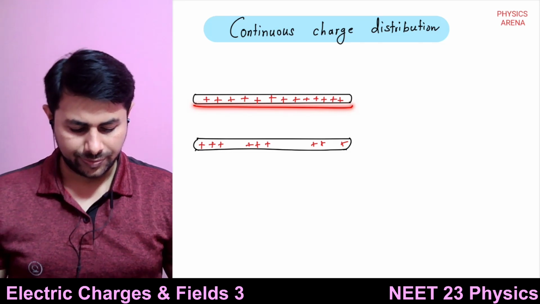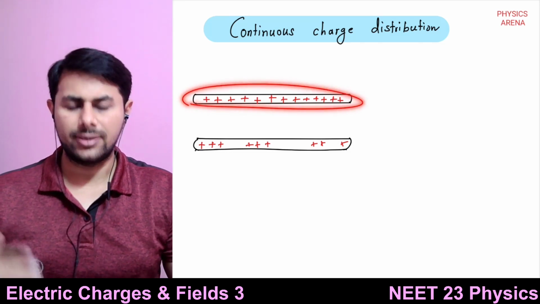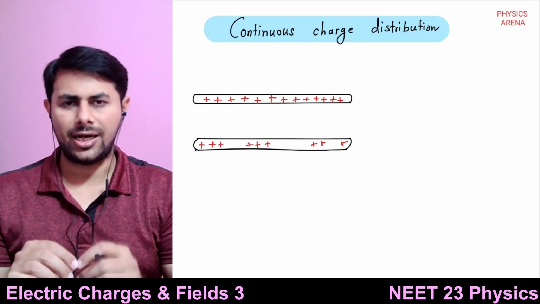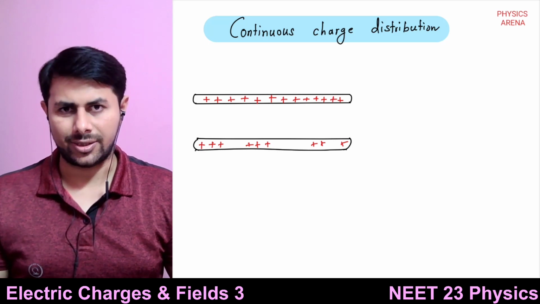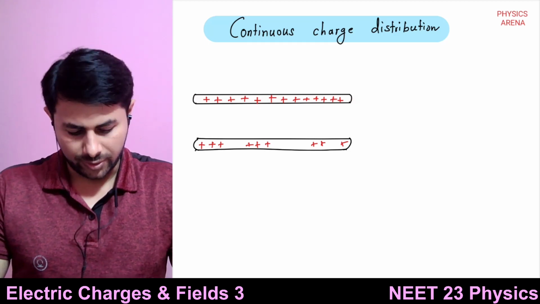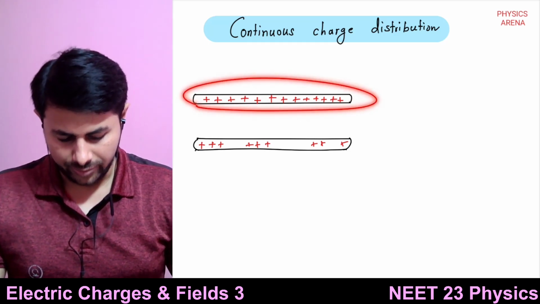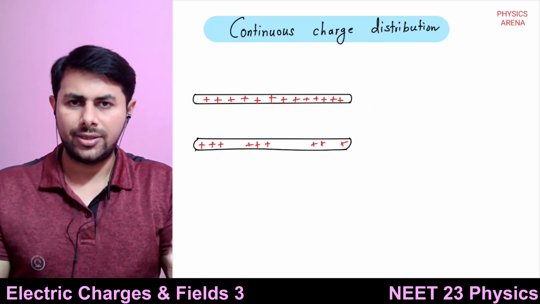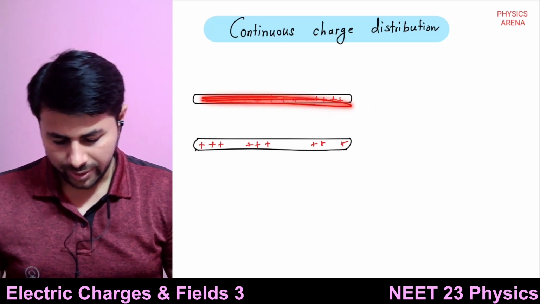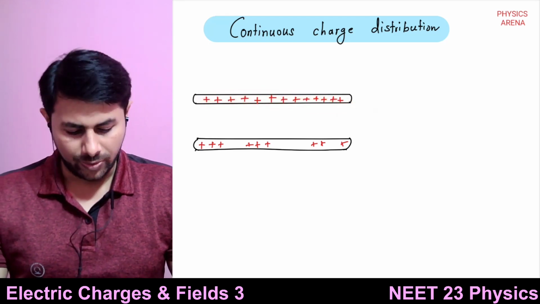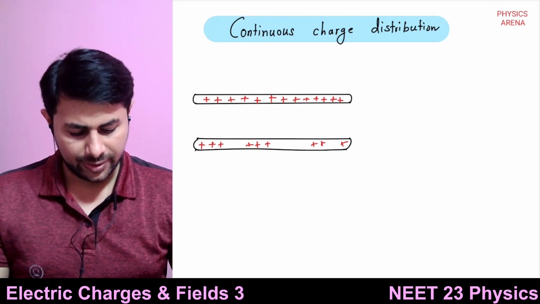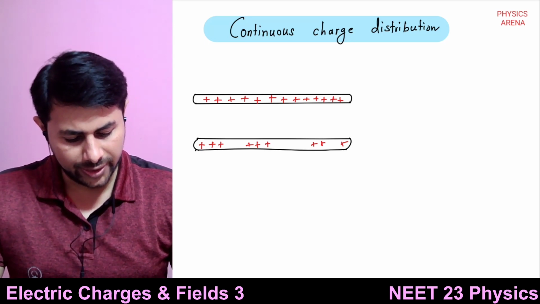The first case is known as continuous charge distribution. What do we mean by continuous? It means that there is charge at each and every point of that conductor. If there is no gap between the charges on the body, then we say that the charge is uniformly, continuously distributed.